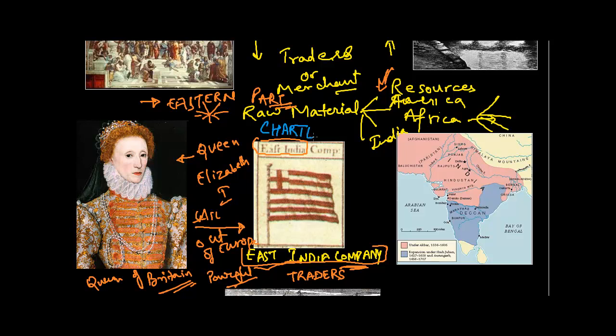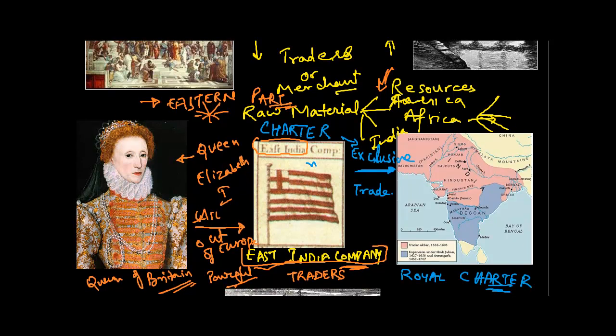The Queen granted a charter to the East India Company. A charter is kind of a law or a permission to the East India Company so that they can go to India and do trade. And this charter was exclusive, provided only to the East India Company. It was called the Royal Charter, as the name suggests, royal, from the Queen, by the Queen.